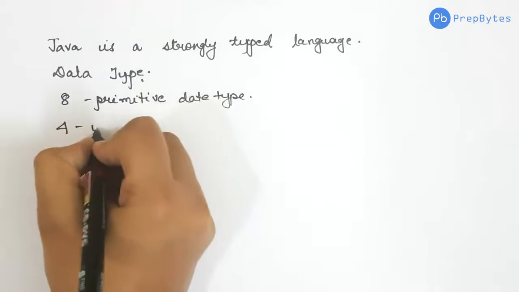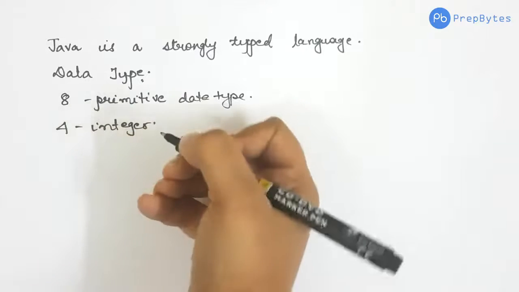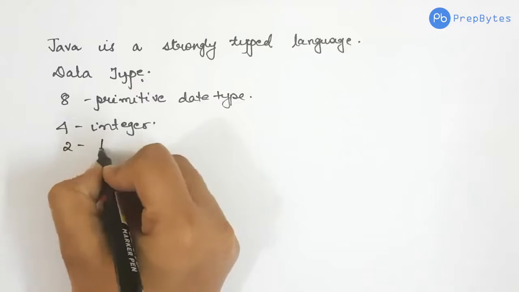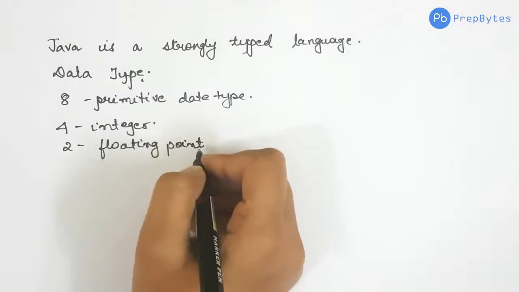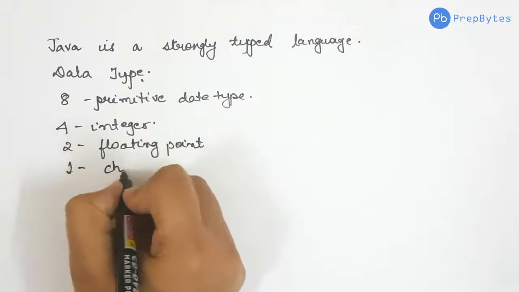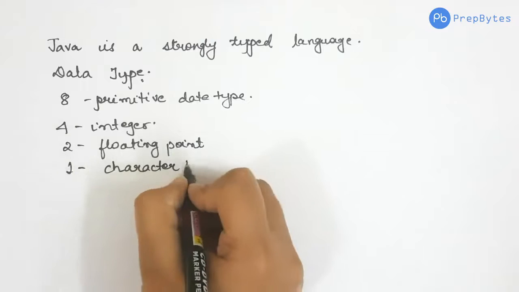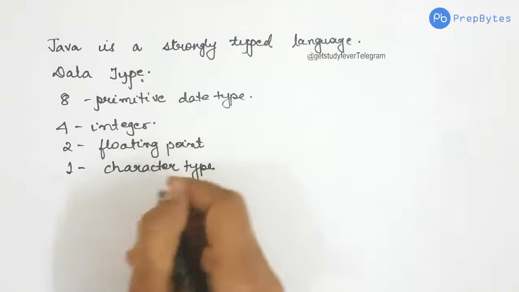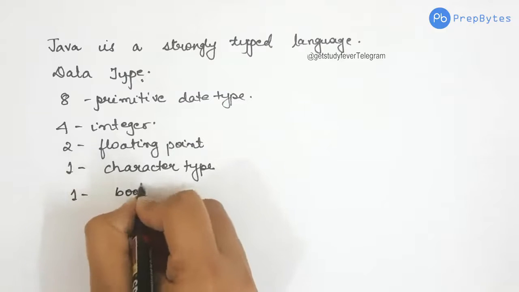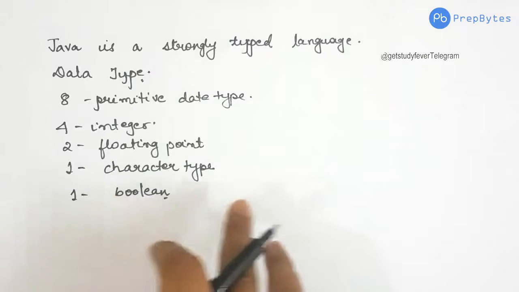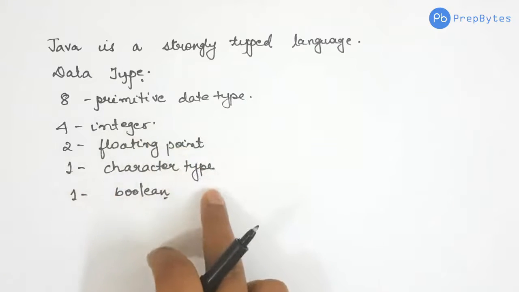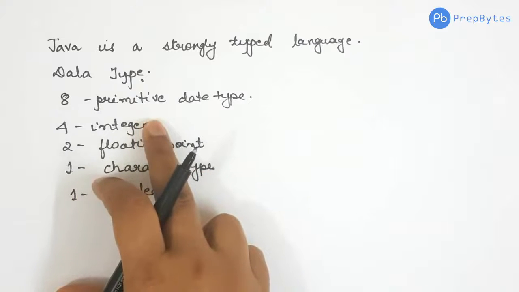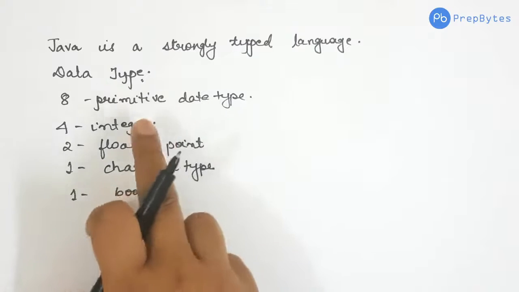We have 4 integers, two floating points, one character type and one boolean. So these are the 8 primitive data types that we have in Java. Now let's talk about each data type one by one. Integer is something that holds a numerical value and is a whole number, which means it has no fractional part in it. So there are 4 integers.